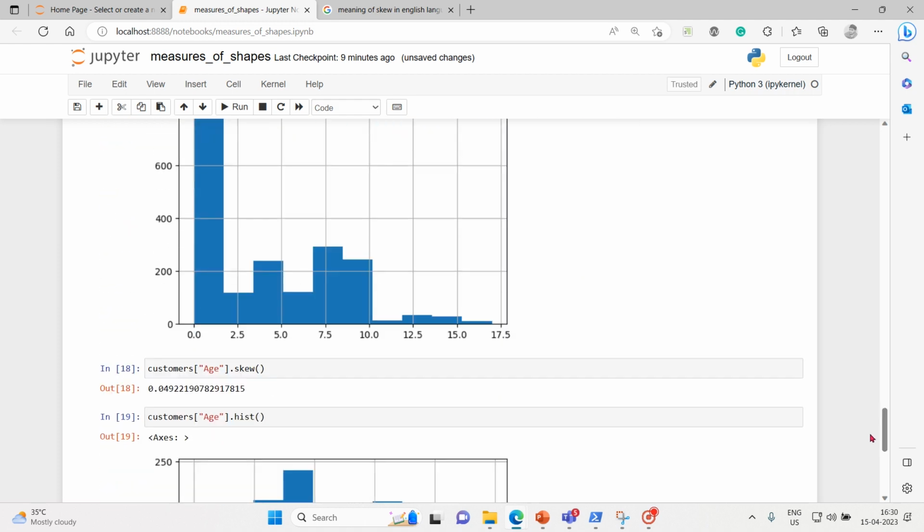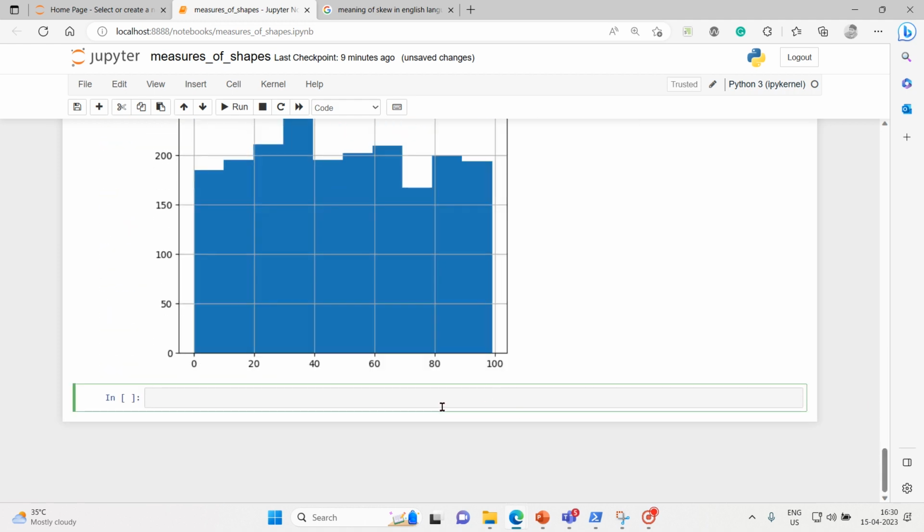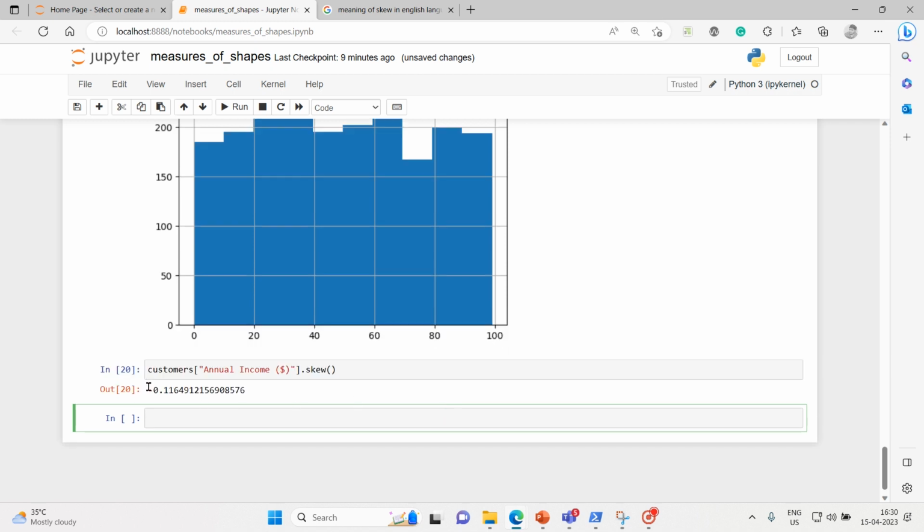Next, annual income. Let's see the annual income. Annual income would be positively skewed. That's the natural phenomenon, called Pareto analysis. But let's see how it goes here. Customers and annual income skew. Oh, it's gone negative. Oh, it's the opposite way. So the value is lesser than 0. This is negatively skewed.